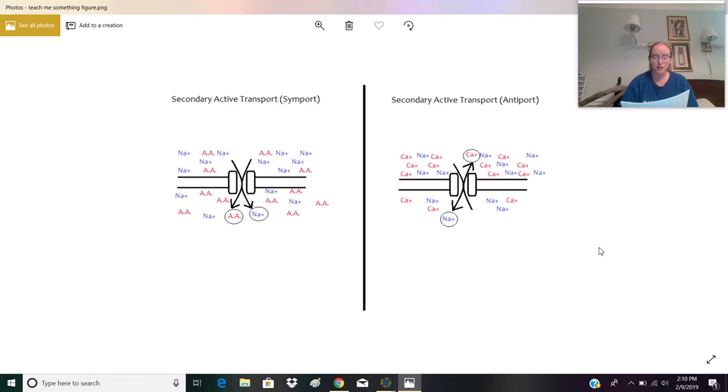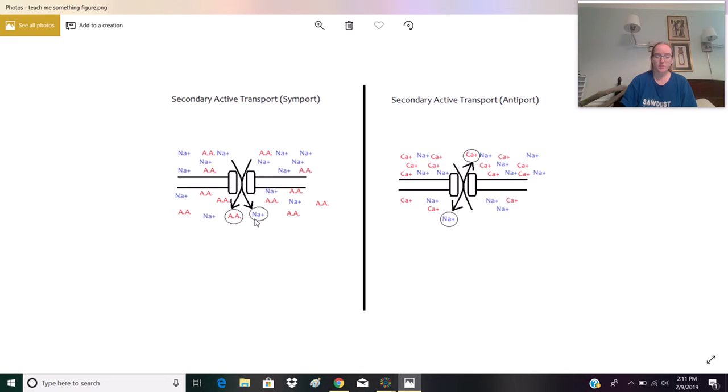Now, there are two ways that this simultaneous transport can proceed. Either both particles can move in the same direction, which is called symport, or they can move in opposite directions, which is called antiport. Now, in symport transport, just as I mentioned, both particles being transported move in the same direction. Our textbook provides a good example of symport transport.